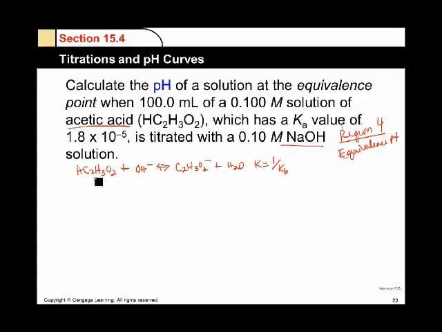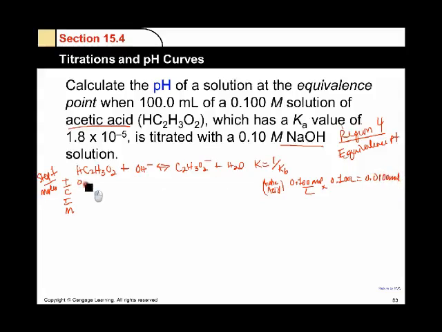Well, since we're adding a strong base, we actually do need to determine the moles of each reactant. This is going to be the easiest way to figure out how this reaction takes place. So in order to do that, we need to figure out the moles of acetic acid. Well, that's just taking the molarity times the volume in liters. We see that we have 0.010 moles.